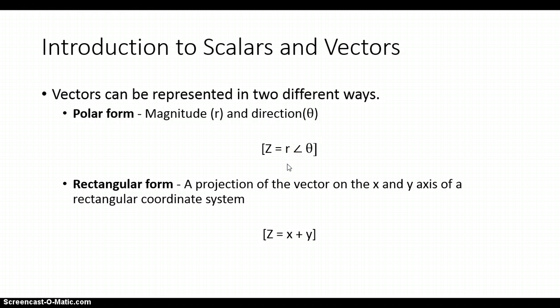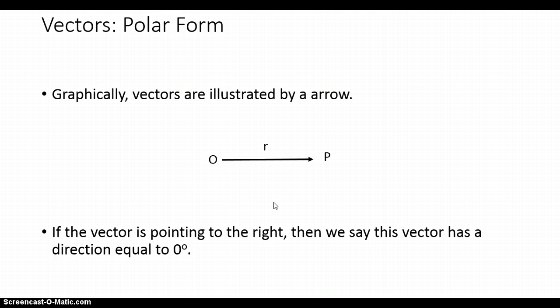Okay? Now, in rectangular form, what exactly is it? It's a projection of the vector on the x and y axes of a rectangular coordinate system. Okay, and we'll talk about exactly what that means just a little bit later. So in this case, you have some x value plus some y value, and those two together are equal to z. Okay, now let's start off by looking at vectors in polar form.